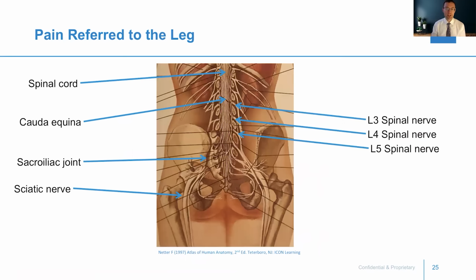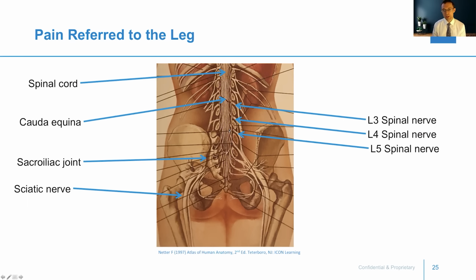This diagram demonstrates some of the major nervous system structures in the low back. So inside the vertebral column is the spinal cord. The spinal cord ends in most people at L1 or L2 at what's called the conus medullaris. And then the spinal nerves continue to descend within the spinal fluid in what's evocatively called the cauda equina, or the horse's tail. The spinal nerves will then exit the spine at each corresponding level.